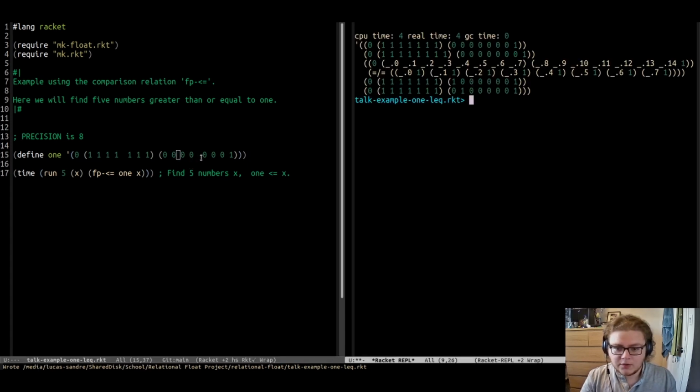So as you can see, the query is resolved very quickly, and I'll just briefly go through the results. The first result is 1. That comes from the FP equality relation. The next result is infinity. This comes from the FP less than relation. Then results 4 and 5 are just in the interval from 1 to 2.